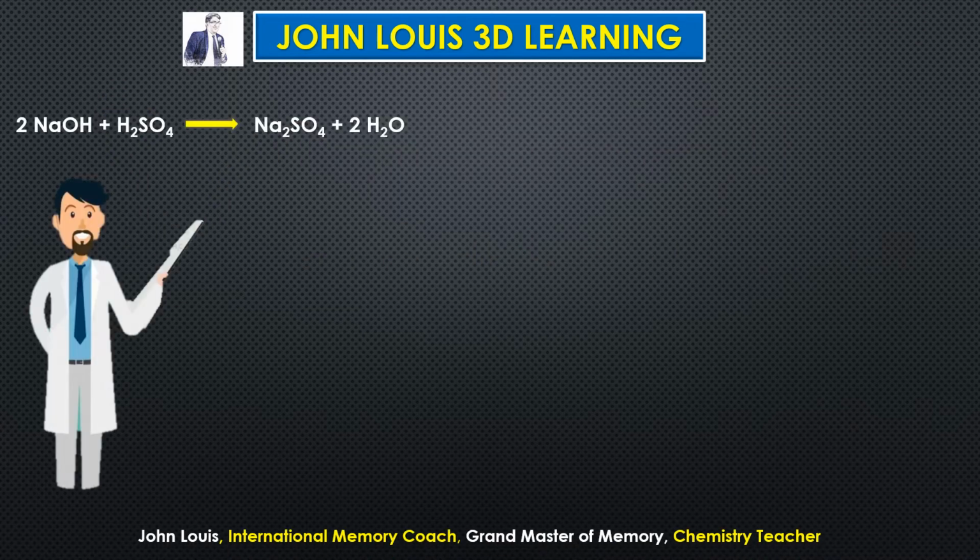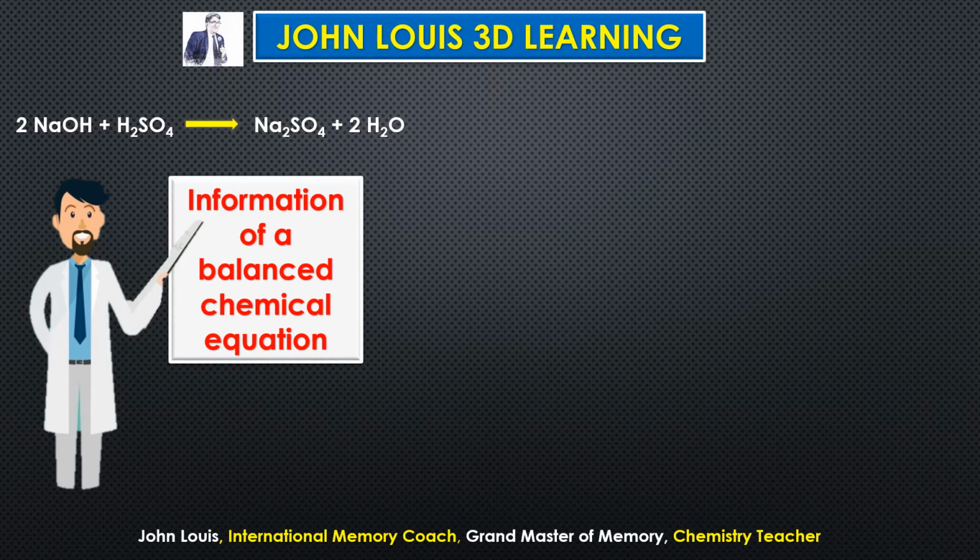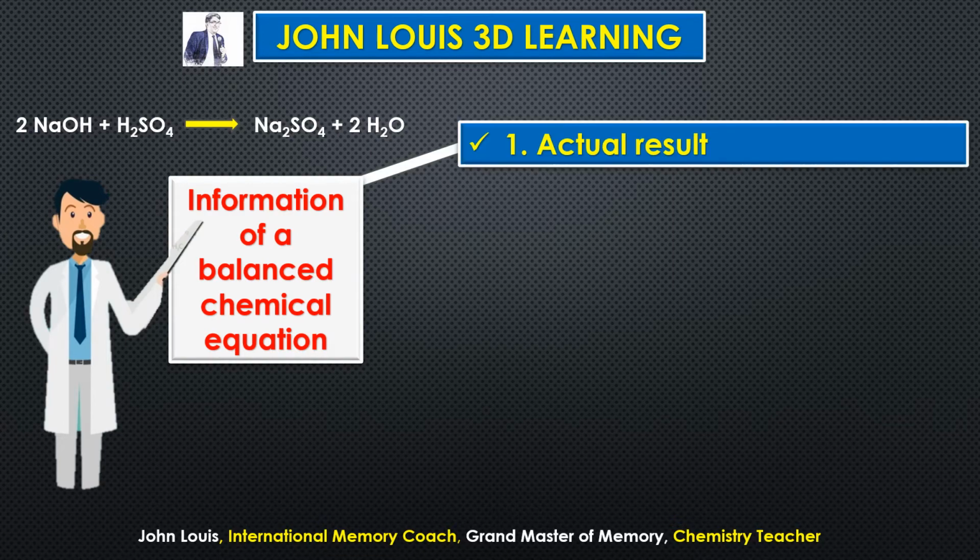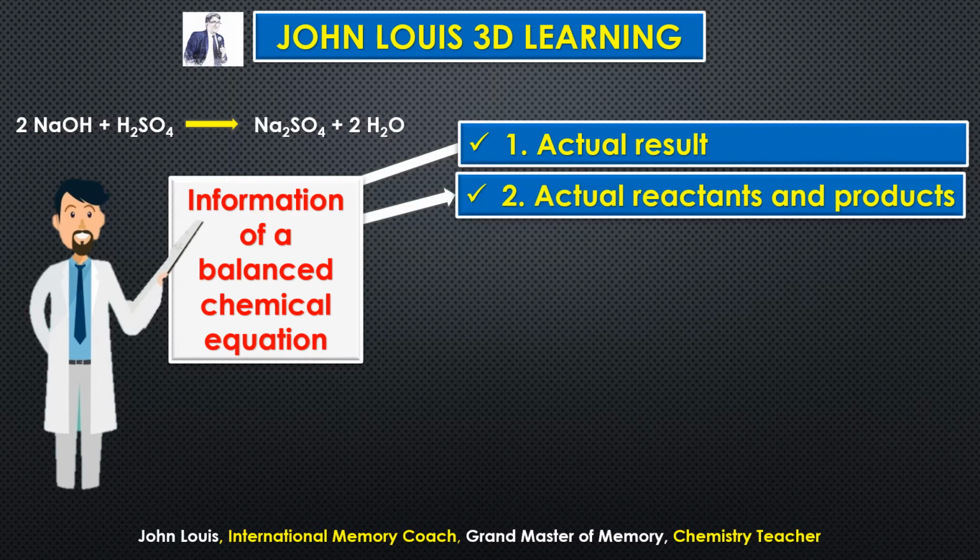So this is the same equation. Let's see the information conveyed by a balanced chemical equation. The first thing is it gives us the actual result. It shows the actual result of the chemical reaction. So here sodium hydroxide reacts with sulfuric acid to produce what? Sodium sulfate and water. And what is the second information?